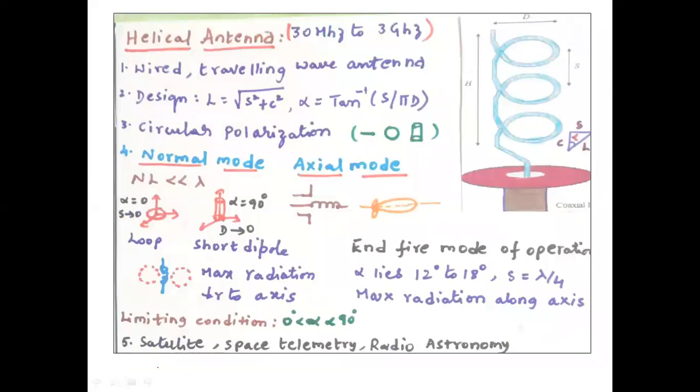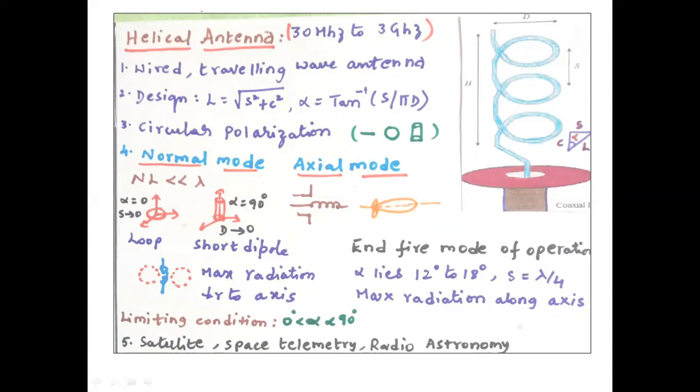Next one is the helical antenna. Helical antennas operate in the frequency range of 30 megahertz to 3 gigahertz. You can see here the structure of the helical antenna. See how this antenna is wound. Just a simple wire is taken and it is wound in the form of a helix like this. And this small triangle we have shown here is the basic design principle of the helical antenna.